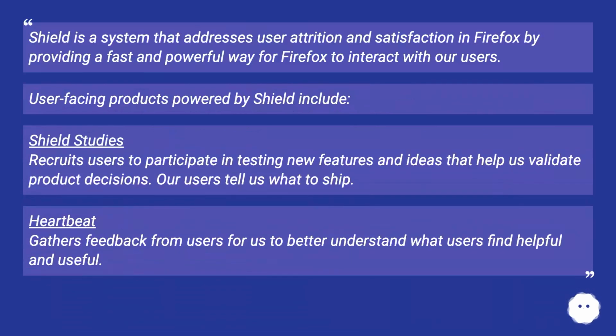Shield is a system that addresses user attrition and satisfaction in Firefox by providing a fast and powerful way for Firefox to interact with our users. User-facing products powered by Shield include Shield Studies, which recruits users to participate in testing new features and ideas that help us validate product decisions. Our users tell us what to ship. Heartbeat gathers feedback from users for us to better understand what users find helpful and useful. Source.